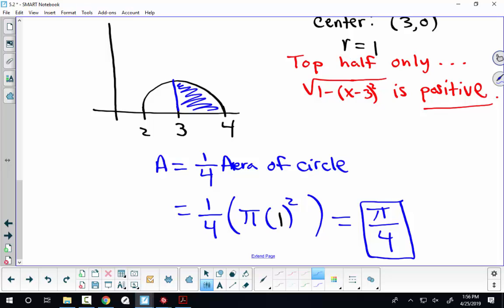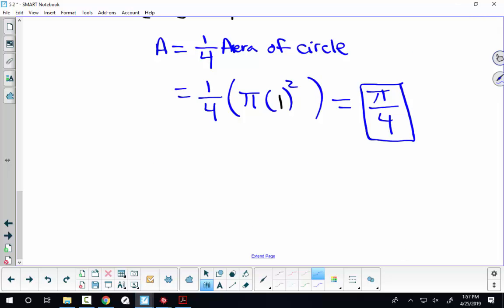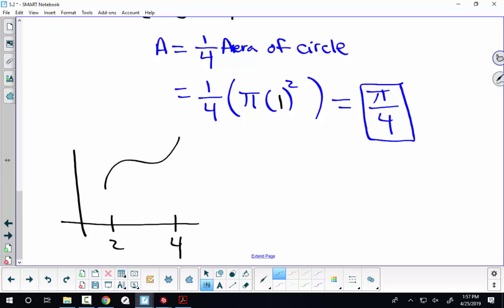Okay, so questions on that example? So the limitation with this is, what if we had a function, from 2 to 4, let's say, that looked like this? Then there is no geometric formula for that. So that's why that method is limited. We've got to come up with something better than just using geometry.